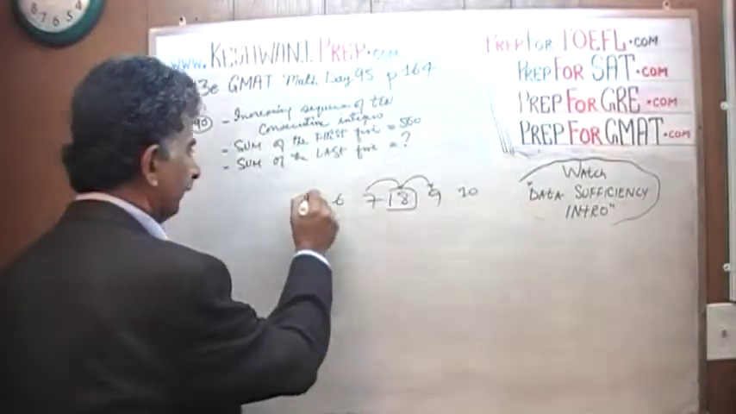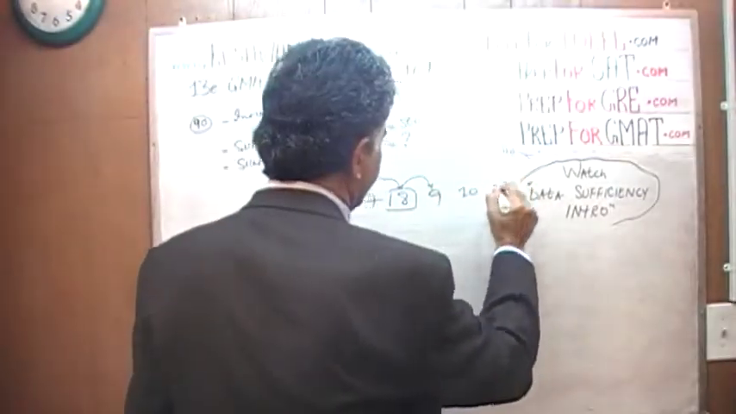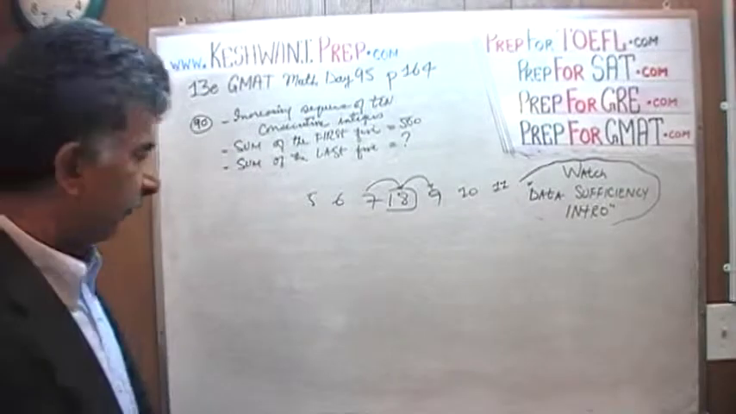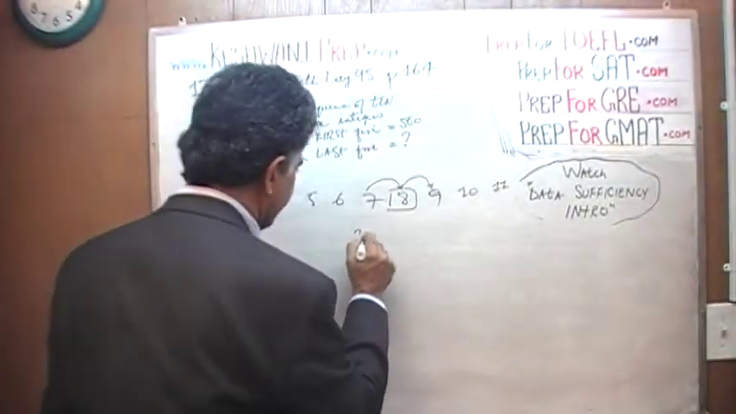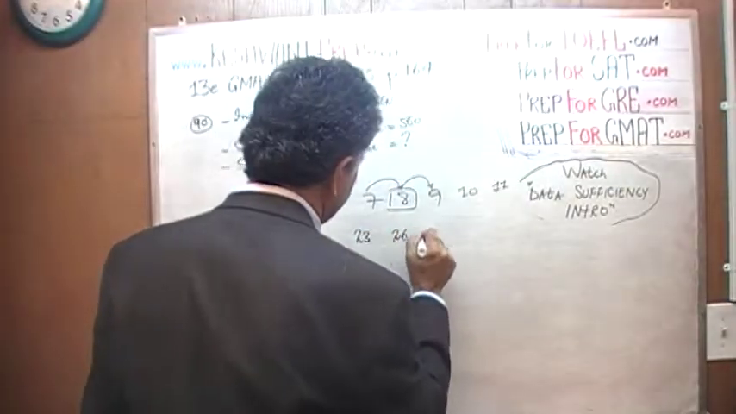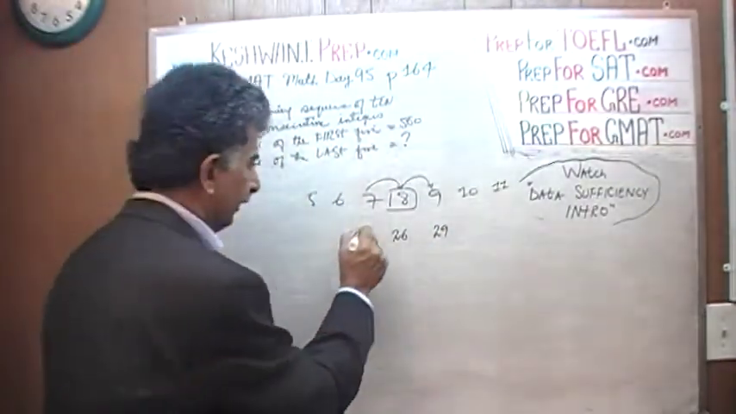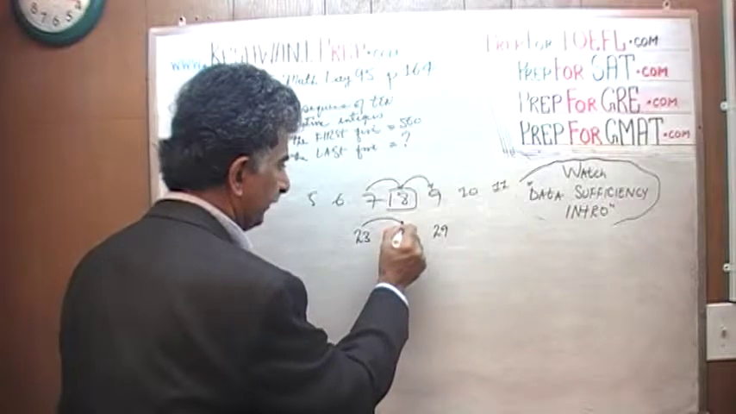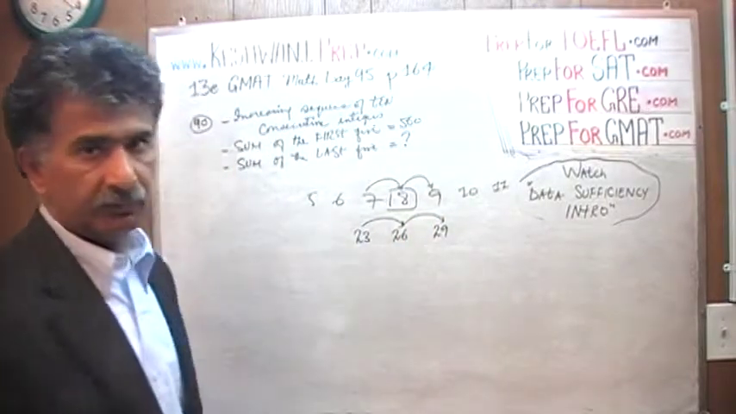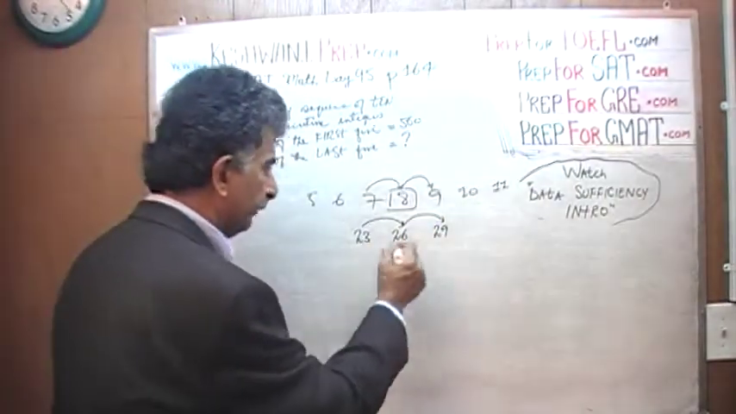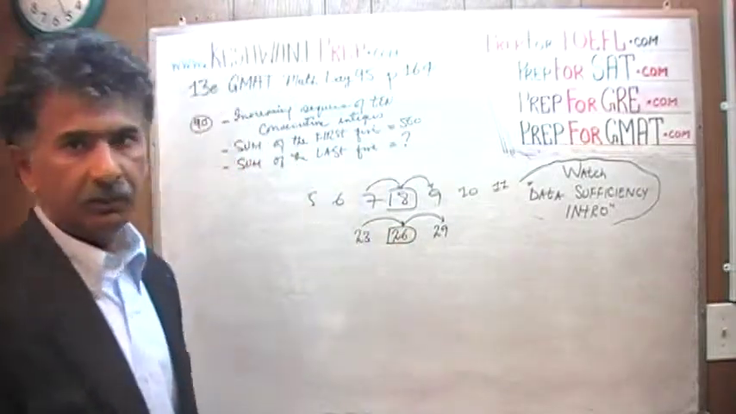And the sum of these 7 numbers is still 8. What's the sum of these 3 numbers? 23, 26, and 29. Again, they are evenly spaced. There's a difference of 3. 23 to 26 is a difference of 3, and 26 to 29 is a difference of 3. Because they are evenly spaced, the average is going to be right in the middle.